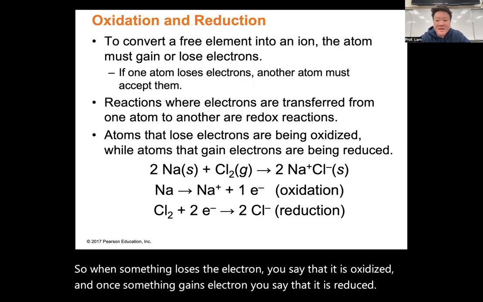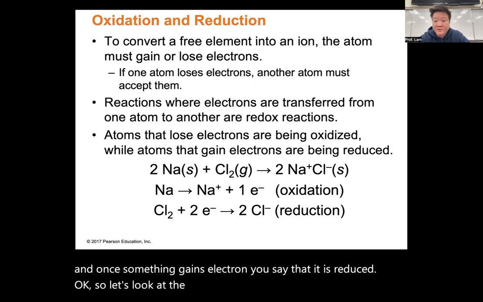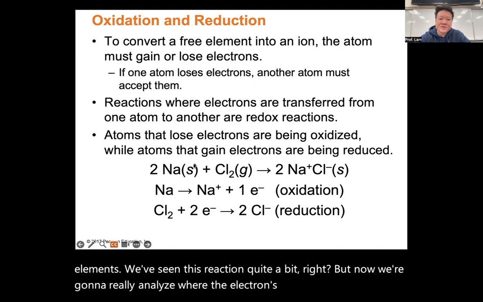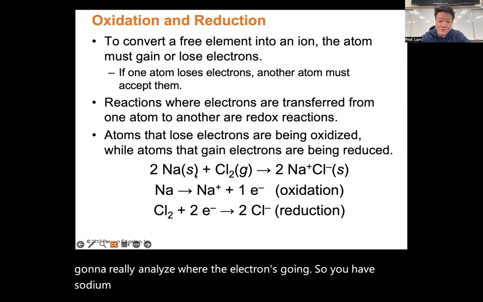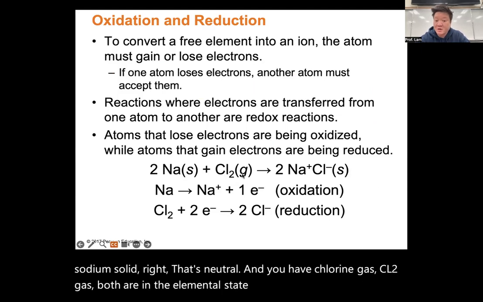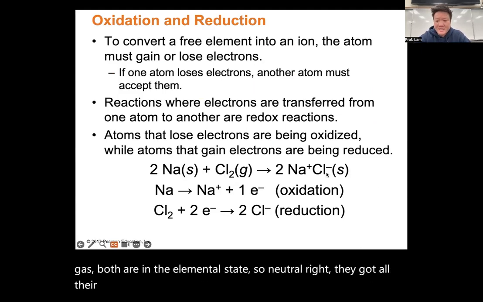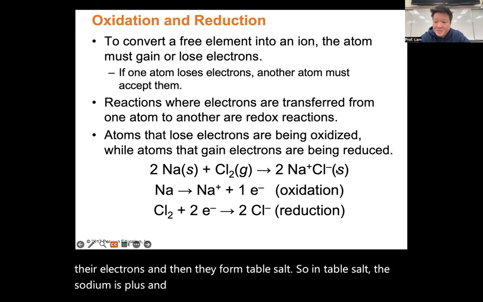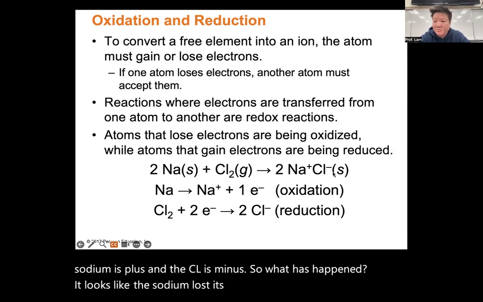Okay, so let's look at the formation of table salt from the elements. We've seen this reaction quite a bit, but now we're going to really analyze where the electron is going. So you have sodium solid, that's neutral, and you have chlorine gas, Cl2 gas. Both are in the elemental state, so neutral. They've got all their electrons. And then they form table salt. So in table salt, the sodium is plus and the Cl is minus.